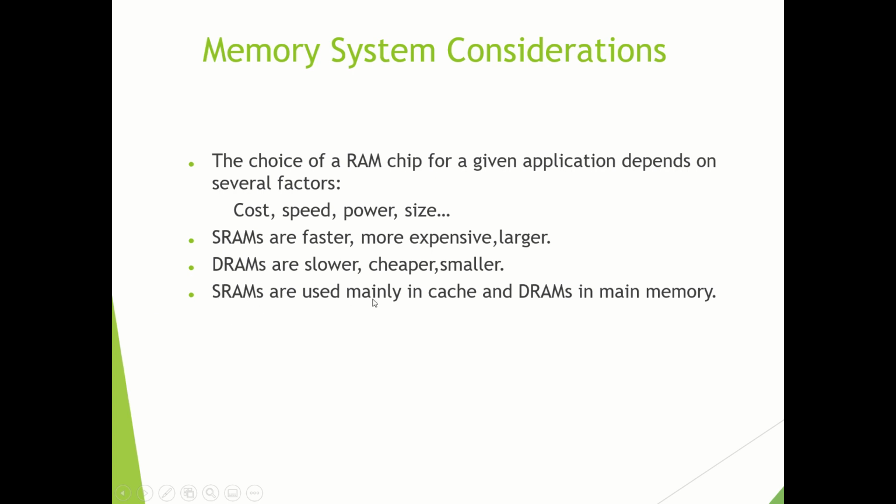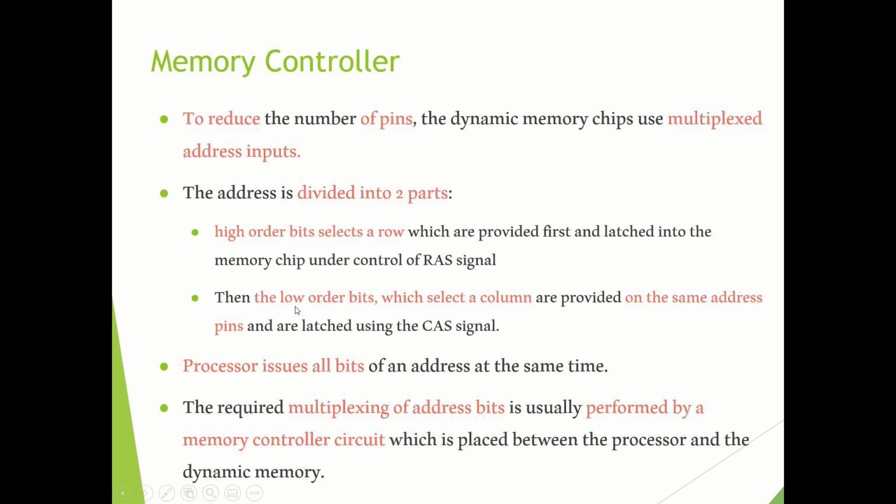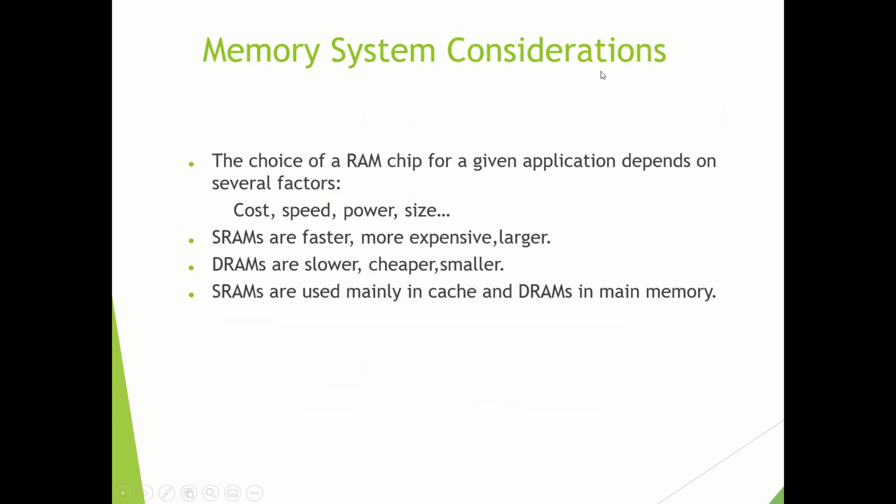That is why SRAMs are mainly used for designing cache memory. And for DRAMs, cost is less, speed is less. We mainly use DRAM as main memory. So these are the main memory system considerations. Here the main point is that which type of RAM we have to use depends on certain factors. SRAMs and DRAMs are two types of RAM available, and based on the factors, we can select SRAM or DRAM. Mainly SRAMs are used for cache memory and DRAMs are used for main memory.